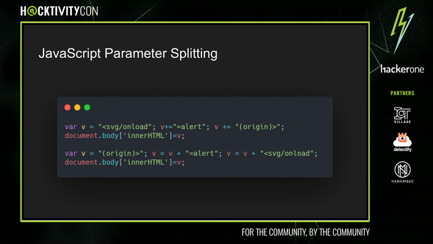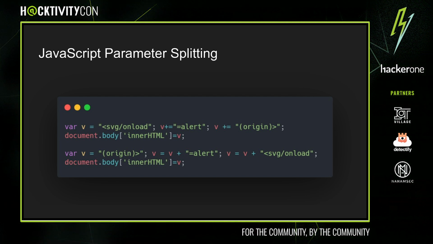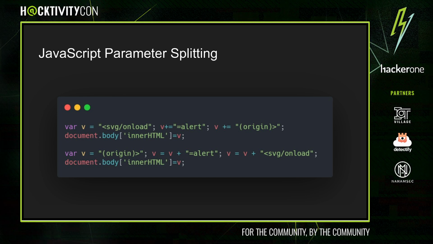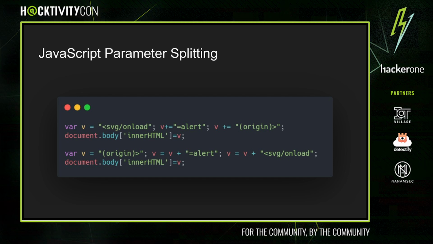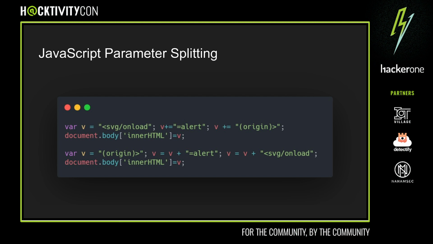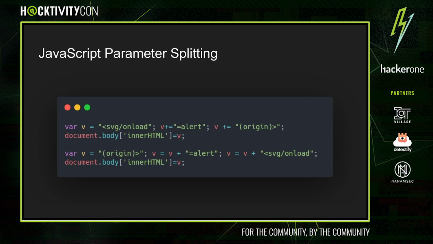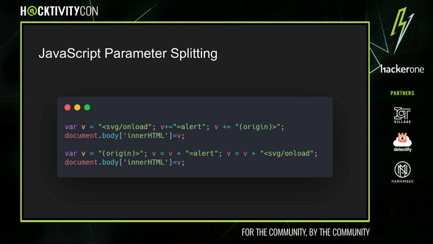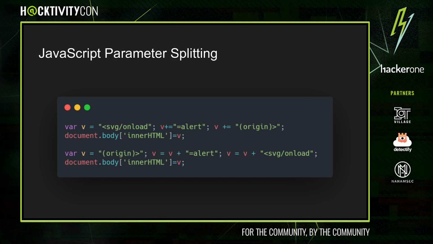Perhaps the most basic example of string construction is JavaScript parameter splitting. The idea is we can split a payload across multiple variables and iteratively construct it. One interesting thing to note here is that the bottom example actually involves constructing the payload from right to left. So some WAFs will filter out sequences. For example, they'll block parentheses after SVG onload appears. Constructing the payload from right to left can bypass these regex filters.